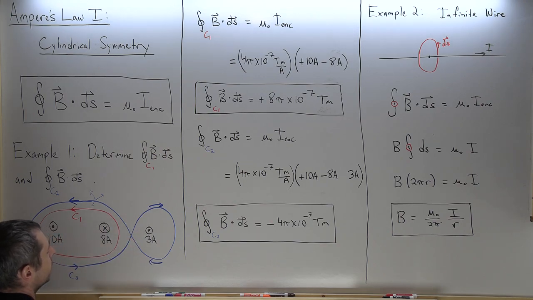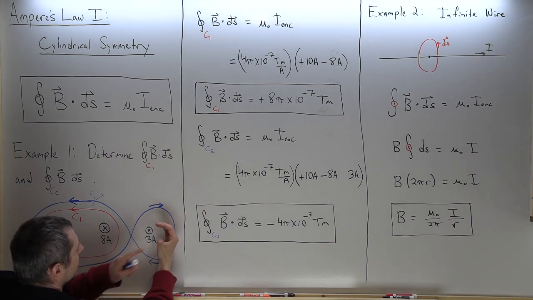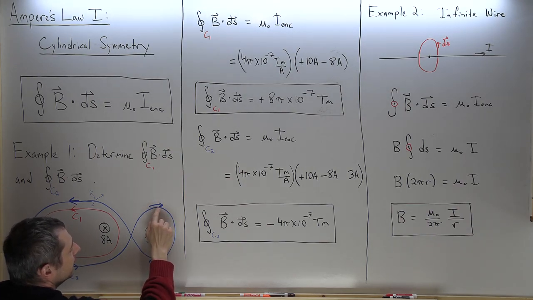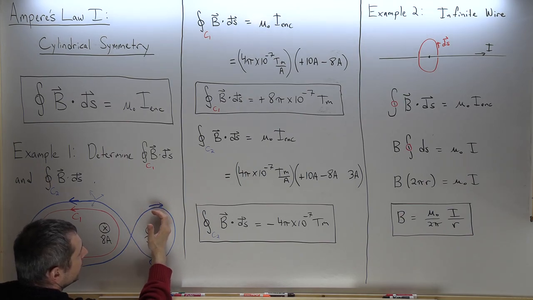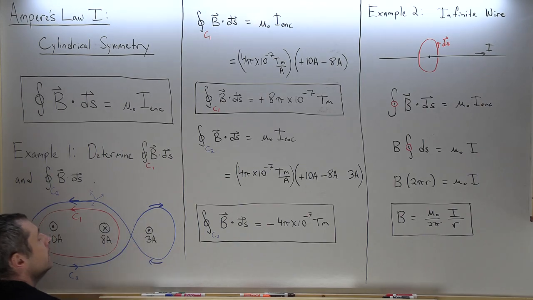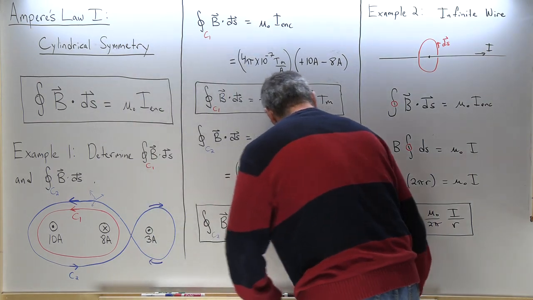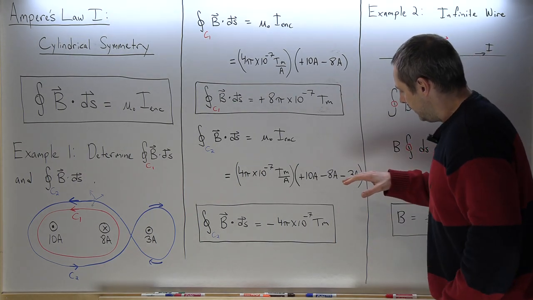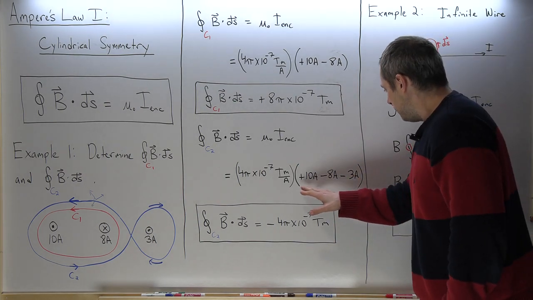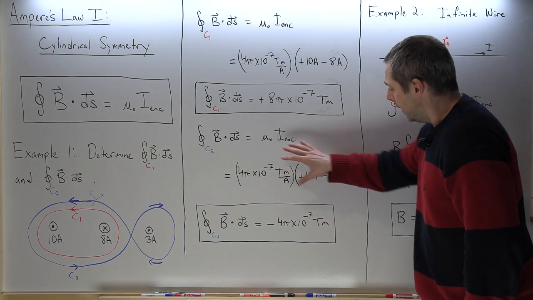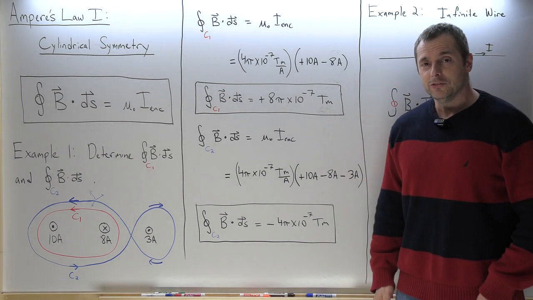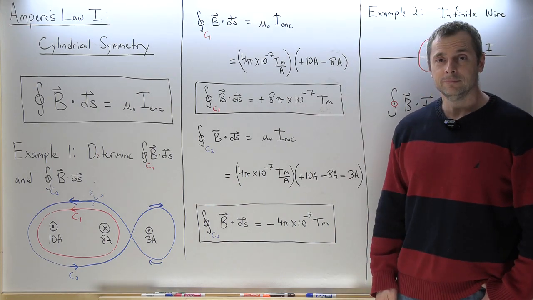But when we look over here, the 3 amps, when I put my thumb in the direction of the current of the 3 amps out of the board, I see that my 4 fingers swirl around the opposite direction of the integration. See that? My magnetic field goes this way, the integration's going that way. So that creates a negative dot product. So that's why this 3 amps actually should be negative as well, like the 8. Okay? And so when you evaluate that, you get negative 1 in this parenthesis times 4 pi gives me negative 4 pi times 10 to the minus 7 Tesla meters.